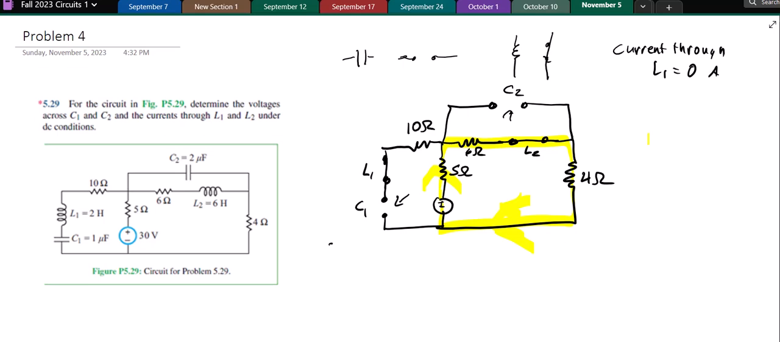Now, there's no current through C1 and C2. That does not mean there's no voltage. You can very much have a voltage difference when there's no current. So we will have to find that.